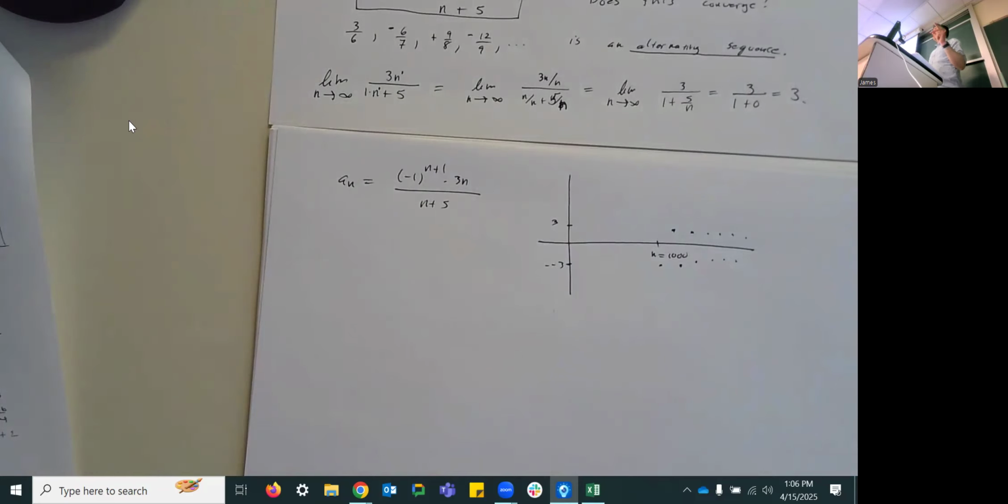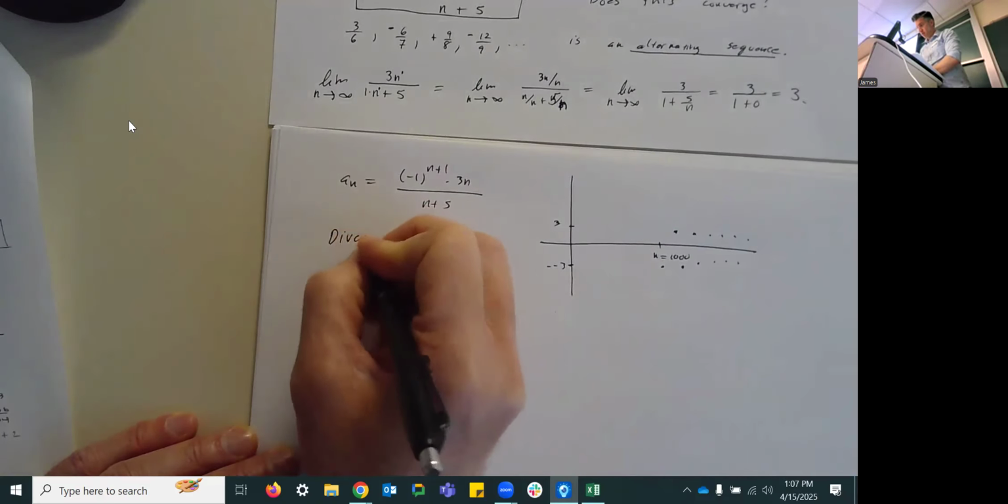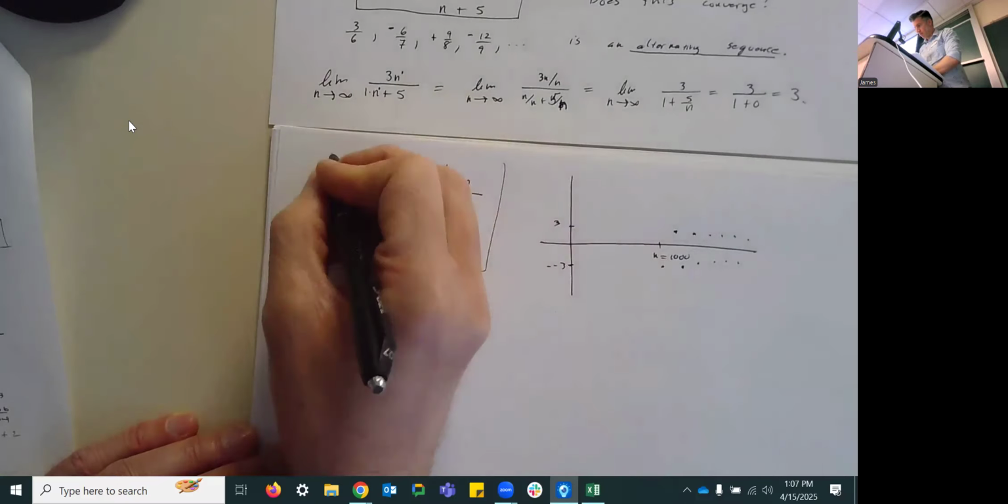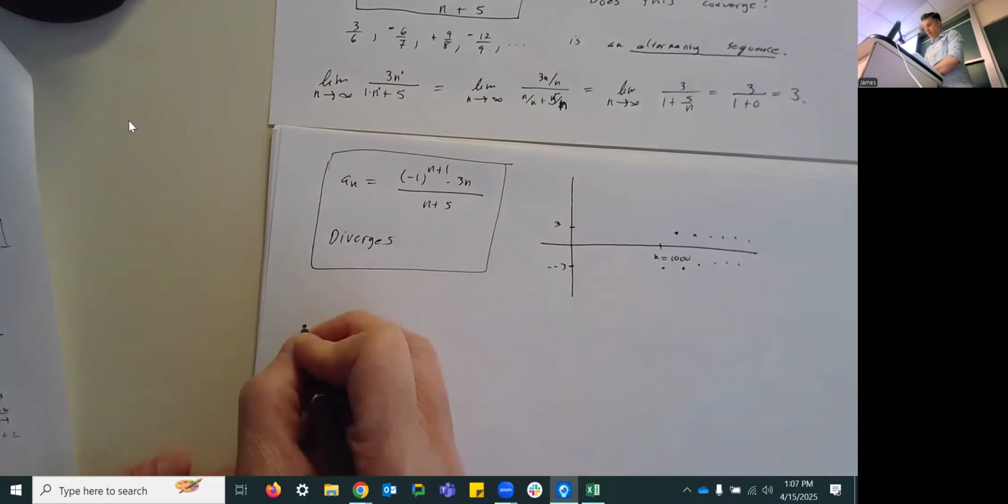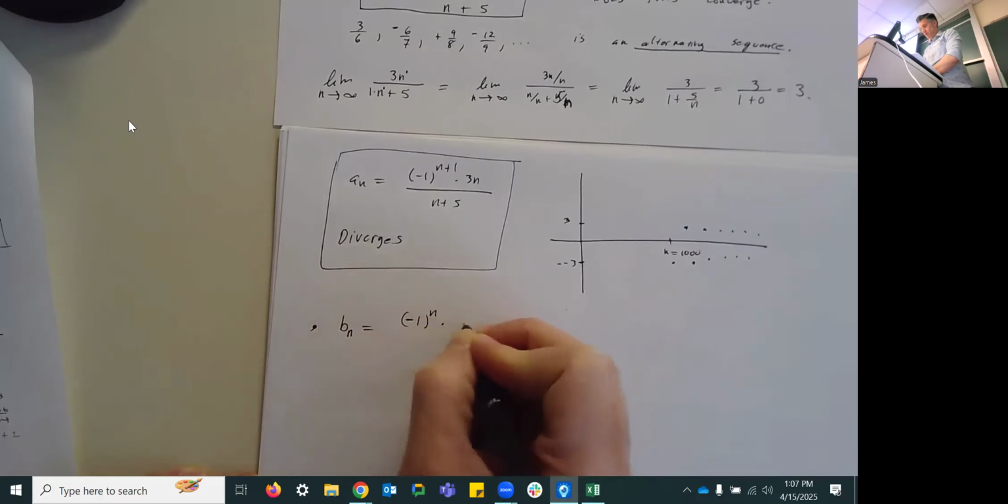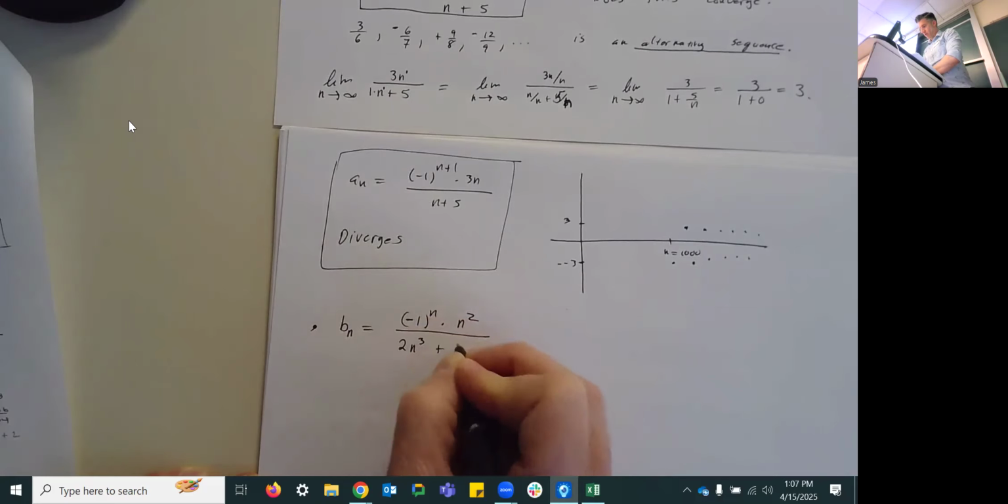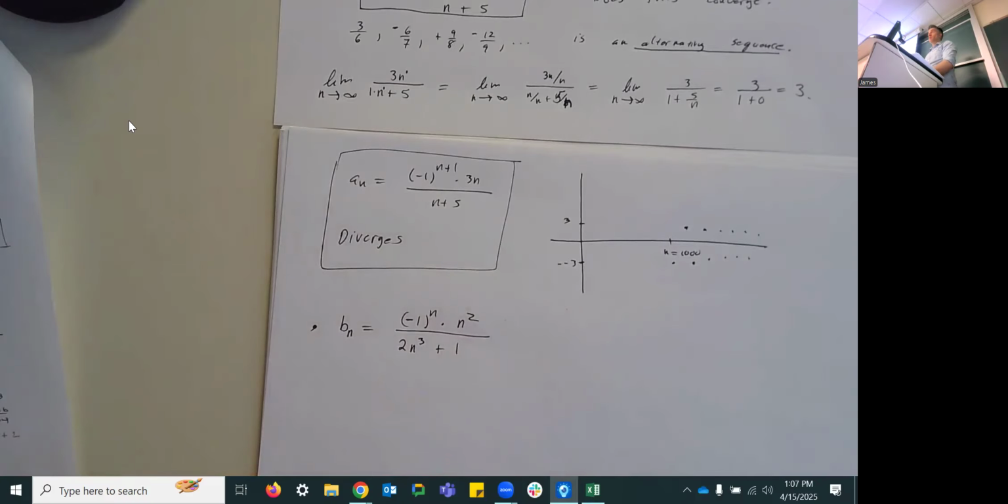So if you have an alternating sequence, it can't converge unless the non-alternating part converges to 0. That's the only way things above the x-axis and things below the x-axis get closer and closer to the same number. So this one diverges. On the other hand, if we had something like b sub n equal to -1 to the n times n squared over 2n cubed plus 1, this one's going to end up converging.